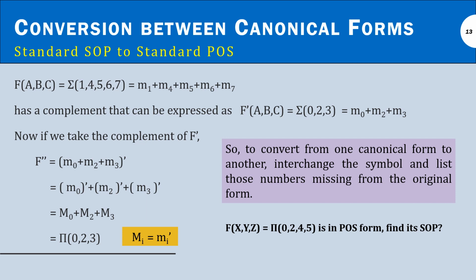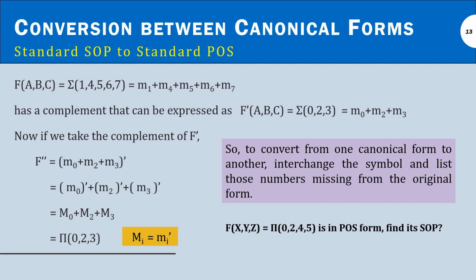So to convert from one canonical form to another, interchange the symbol and list those numbers missing from the original form. So if f is equal to sigma 1, 4, 5, 6, 7, that is the sum of minterms, then f of ABC is equal to pi of 0, 2, 3. That is the product of the sum terms. Okay, so to convert from one canonical form to another, interchange the symbol and list those numbers missing from the original form.